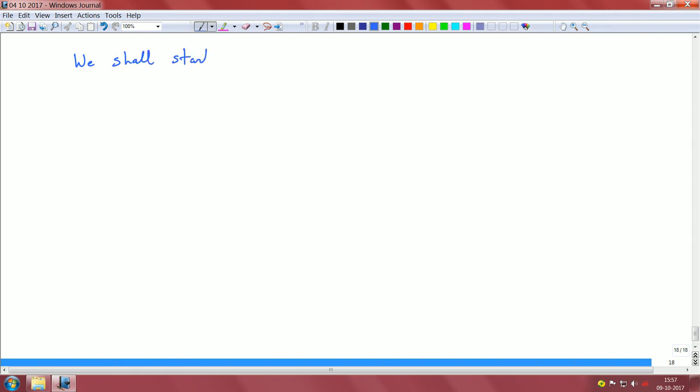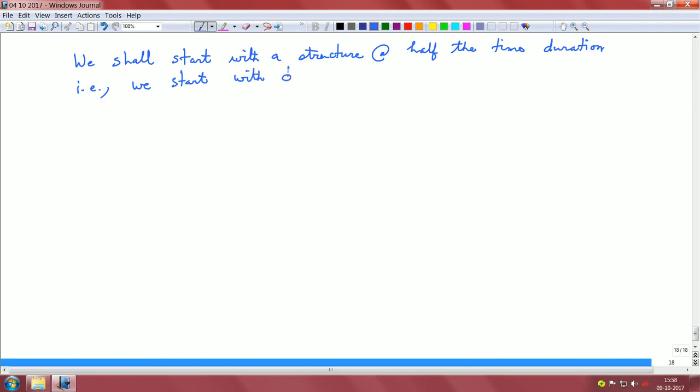So, we shall start with a structure at half the time duration. That is, we start with phi of 2t. So, let us sketch how this looks.